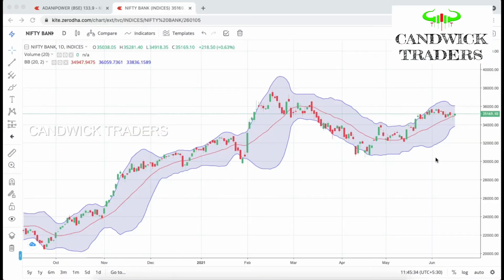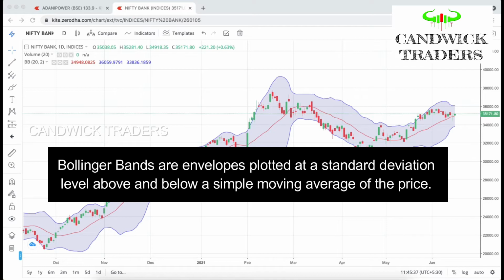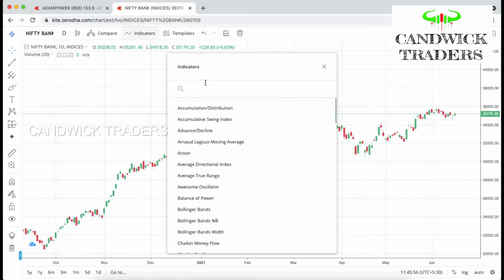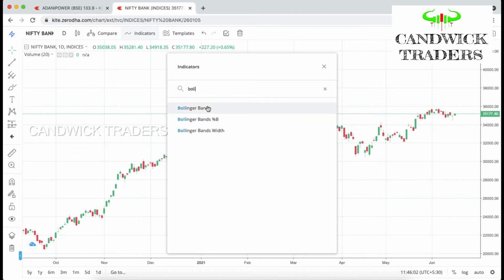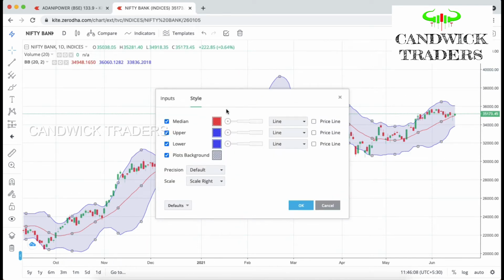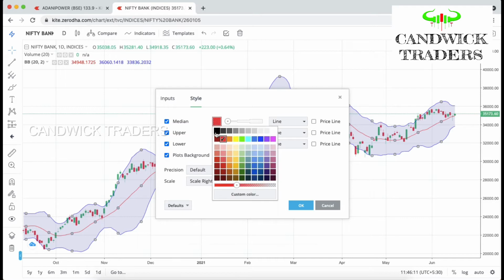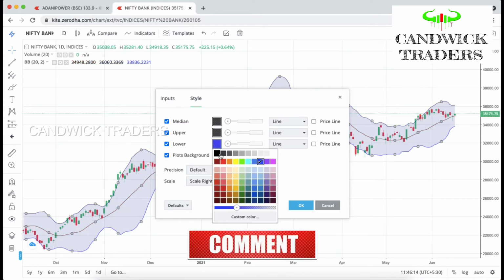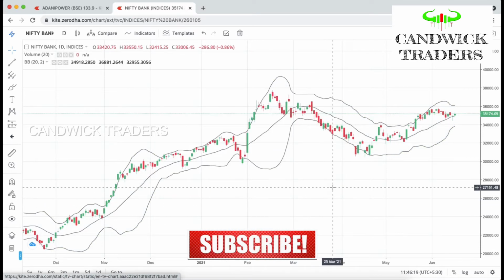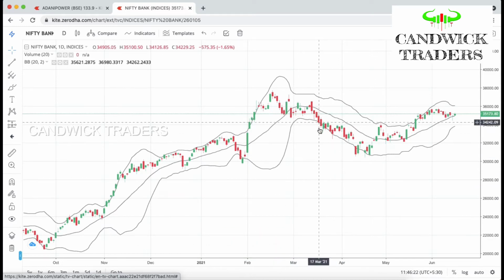Bollinger Bands are envelopes plotted at standard deviation levels above and below a simple moving average. So I already plotted. Let me remove this. So go to indicators. This is the Zerodha chart. Go to indicators and type Bollinger Bands. It will be applied like this, and I'm going to change the settings, everything into black, and I'm removing the background also. So this is the basic Bollinger Band setup.